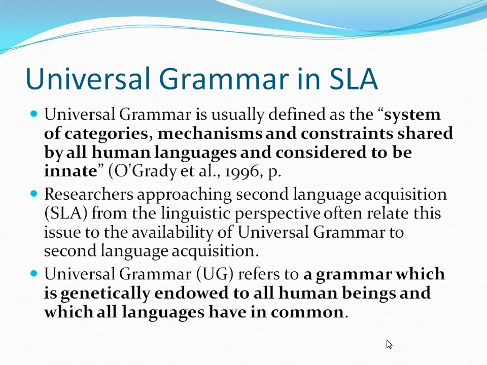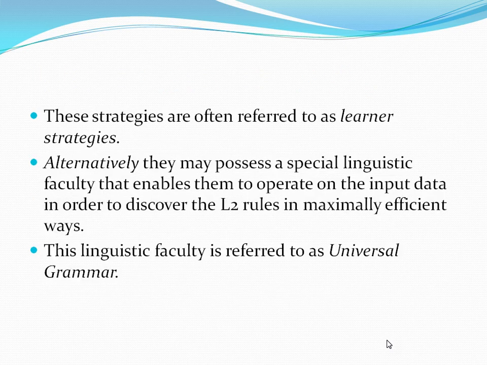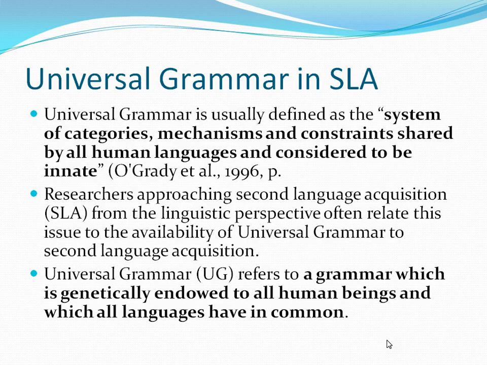Okay, so when you will have repetition, আপনি যখন রিপিট করবেন তখন কি হবে, একটা লিঙ্গুইস্টিক ডেটার সাথে হচ্ছে পরিচিত হবে, এবং সেই পরিচিত লিঙ্গুইস্টিক ডেটাটাকে বলা হচ্ছে ইউজি or universal grammar. Okay, so universal grammar is usually defined as a system of categories, mechanisms and constraints shared by all human languages and considered to be innate. Okay, so that would be another discussion.